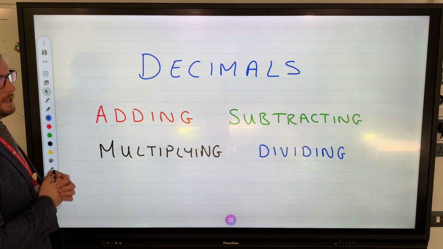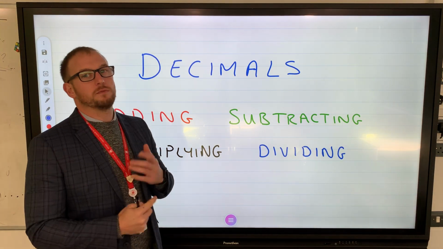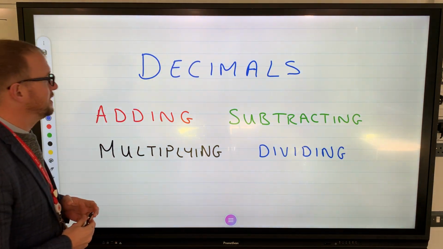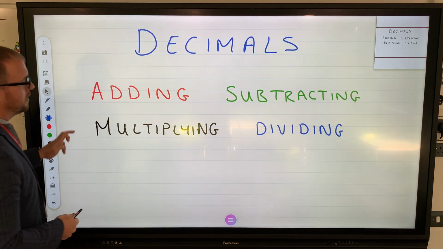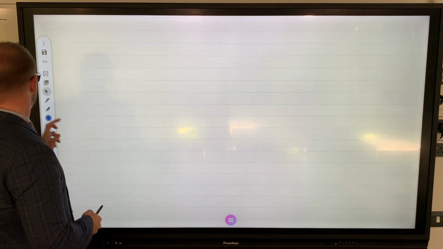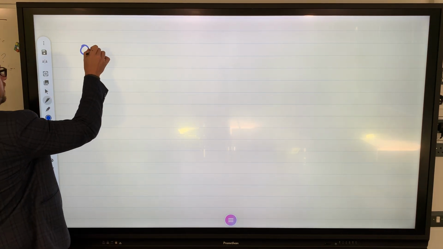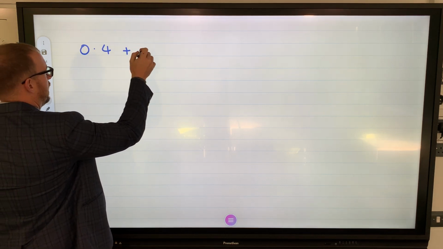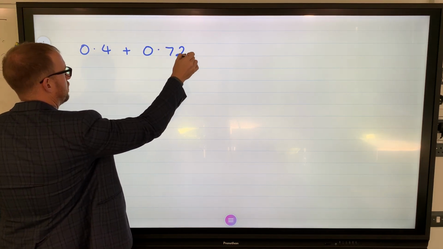Okay, so we're looking at decimals then. So the four operations, okay, adding, subtracting, multiplying and dividing. So when we're adding decimals, let's have a question like 0.4 and 0.72.